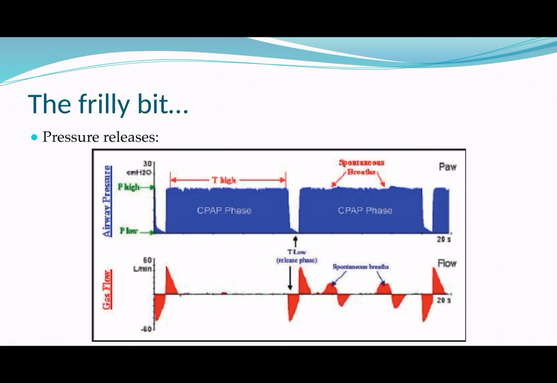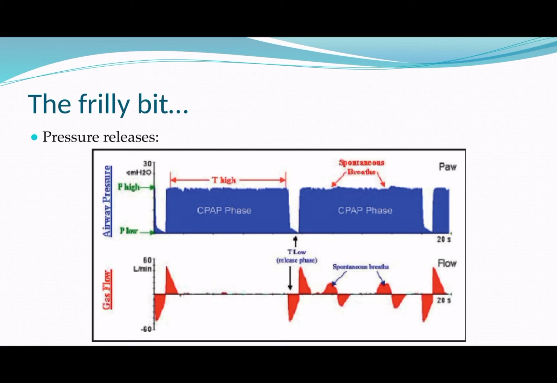So if you look at the graph, you can see there the P high in the green. That is the so-called high pressure that we keep the lungs at, so we keep all the alveoli open and maximize oxygenation of the patients. And you do that for a period of time, and that period of time is called the T high, or the time that it's at the high pressure.